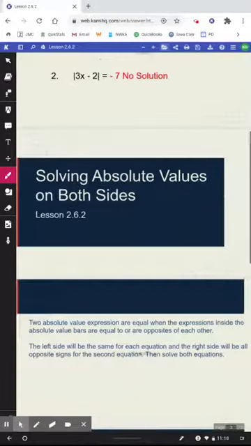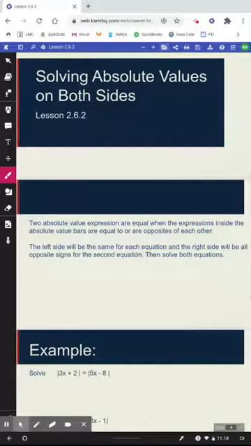Okay, chapter 2, lesson 6, part 2, solving absolute values with absolute values on both sides. So two absolute value expressions are equal when the expressions inside the absolute value bars are equal to each other or the opposites of each other.